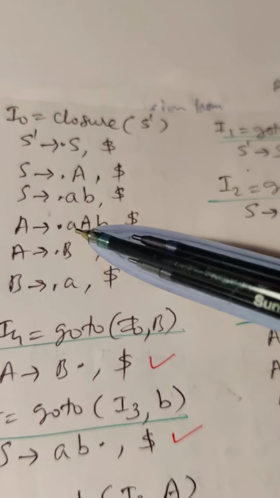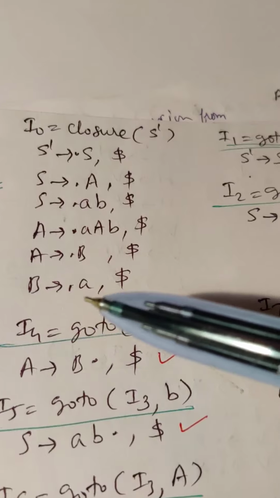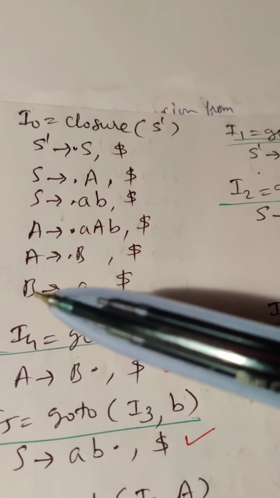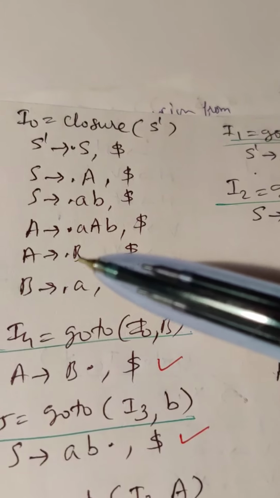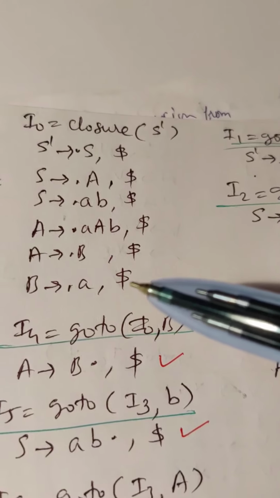Now after dot there is a non-terminal, again B here, so we have to take the rules of B. So B goes to dot A. The look ahead of this rule is because of this B, and for this B the look ahead is dollar. So for this rule also the look ahead is dollar.